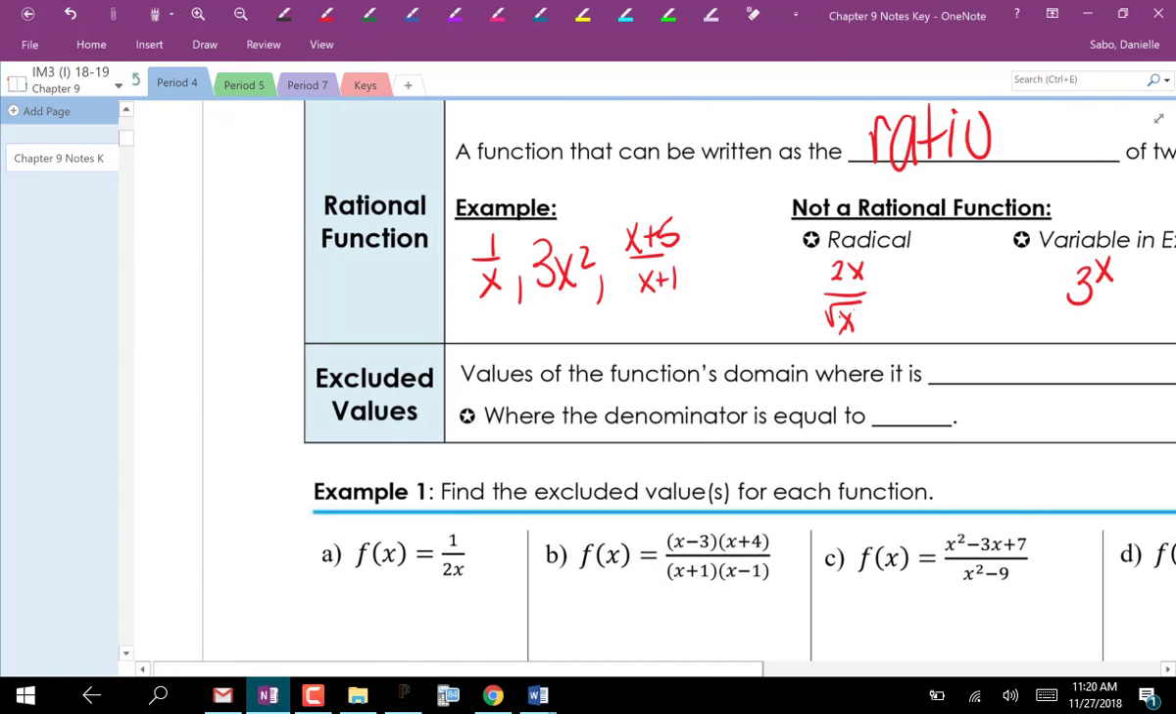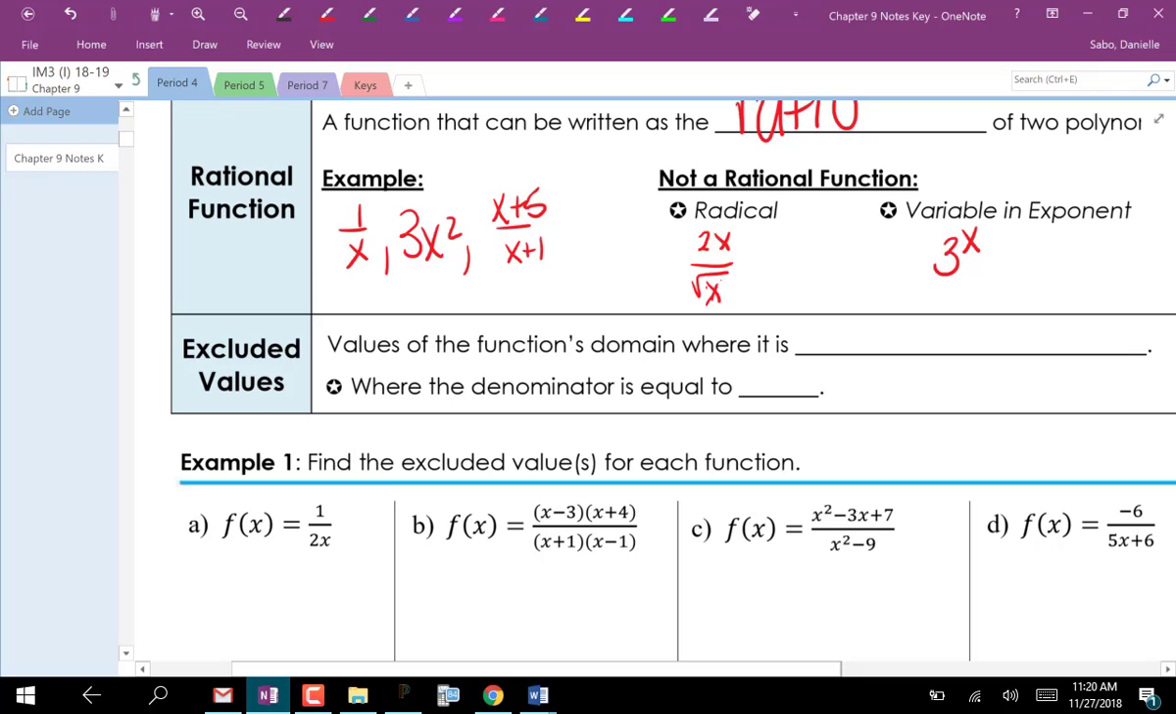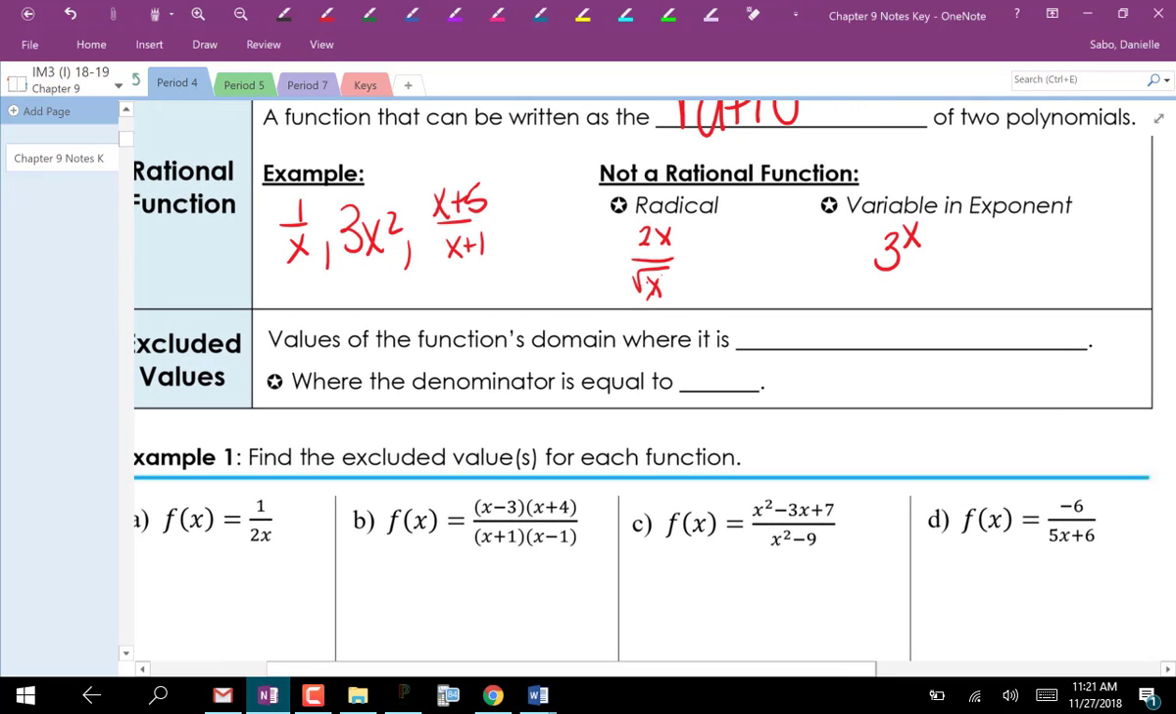Okay, so it says excluded values: values of the function's domain where it is undefined. Sometimes when you put the graph in your calculator, it'll say undefined. Like you go to your table, the y value will say UND. That just means undefined. It doesn't exist there. That happens when the denominator is equal to 0 because that doesn't work. If you go in your calculator right now and do 3 divided by 0, it's going to say error because it doesn't work. You can't divide anything by 0. It's not possible.